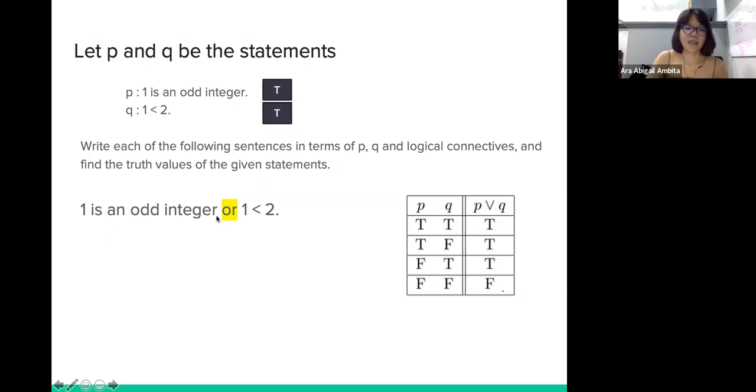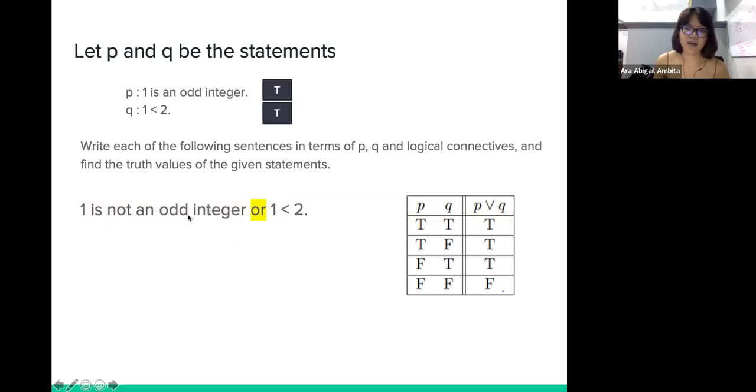Okay, so let us convert this into symbolic form. Let P be 1 is an odd integer, and then or 1 is less than 2. From this, we know that P is true and 1 is less than 2 is also true. So the truth value of this is true. Now we have another sentence.